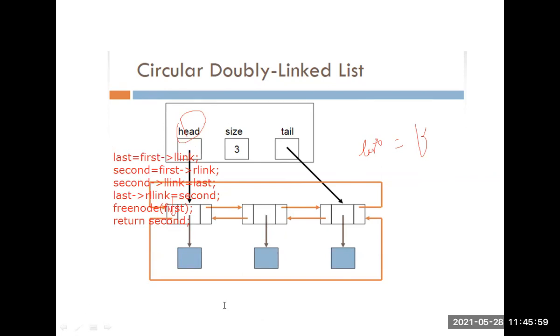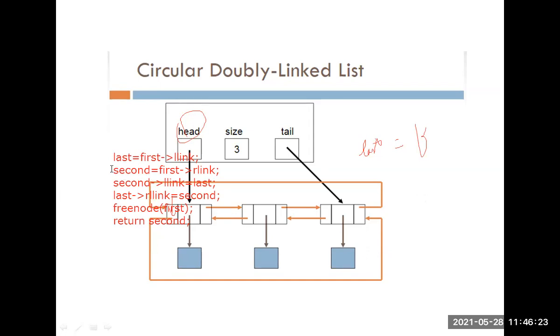Next, delete a node at rear end. Just change the conditions here. Same, we want to delete the last node. Deleting the last node means we have to store the last node address in some temporary variable. That is last equal to first of left link. Then we have to store the previous link here.